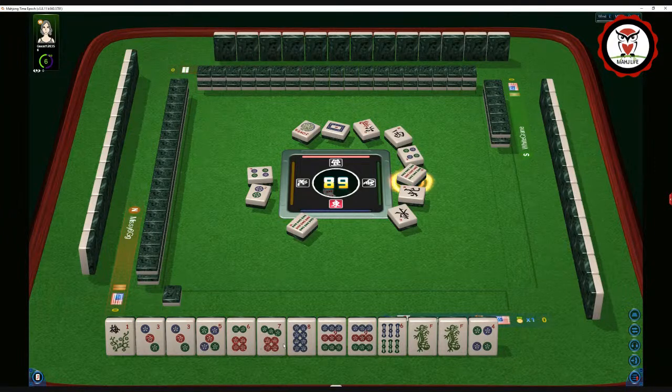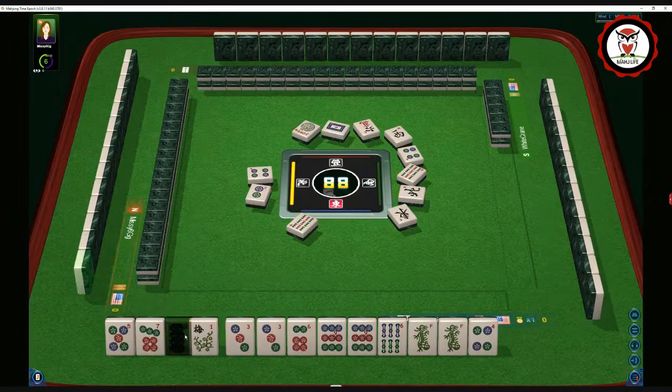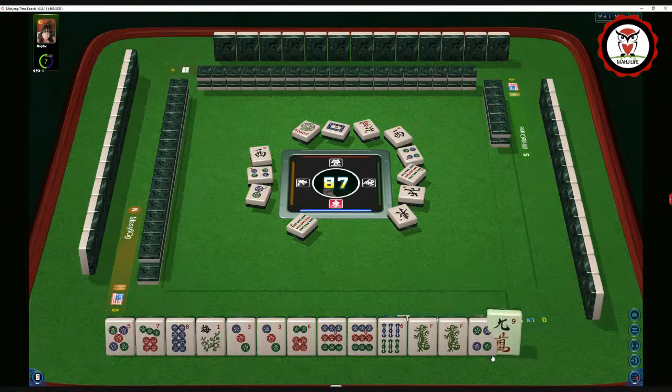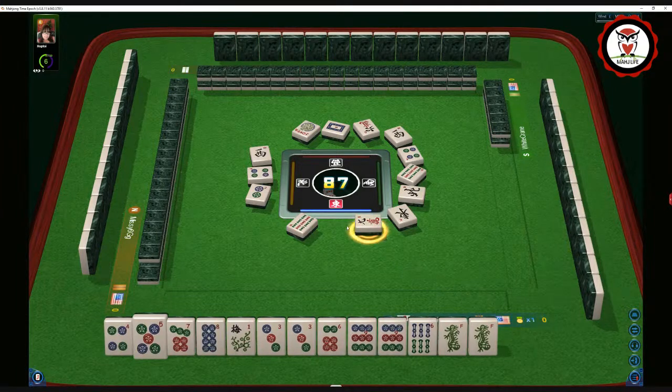Nine bamboos. 5, 6, 5, 7, 8. West wind. Oh, go underdog. I see it now, Sue. Okay, so let's let the 4 go. Oh my goodness. 9 crack. We're going to let that go. 9 characters. I'm kind of tempted to see if we get a 4 dot.